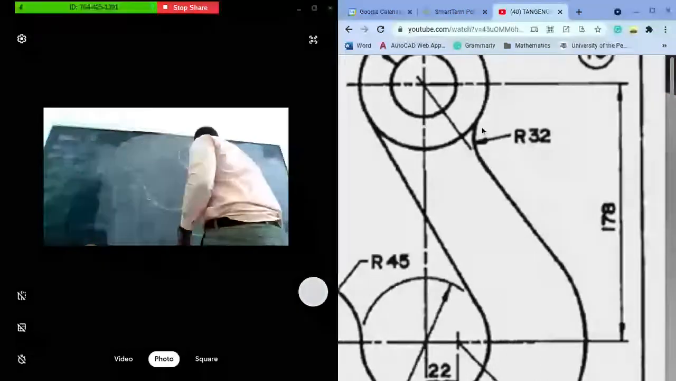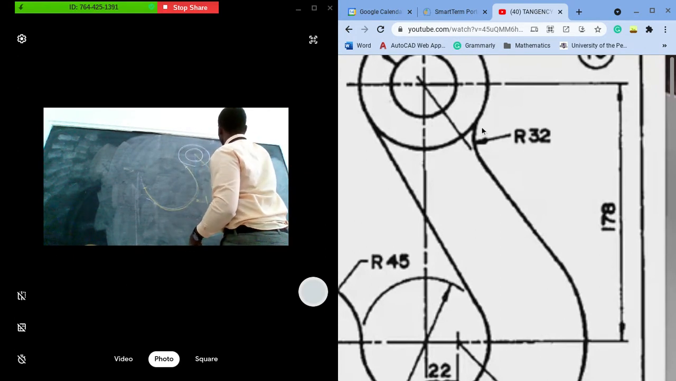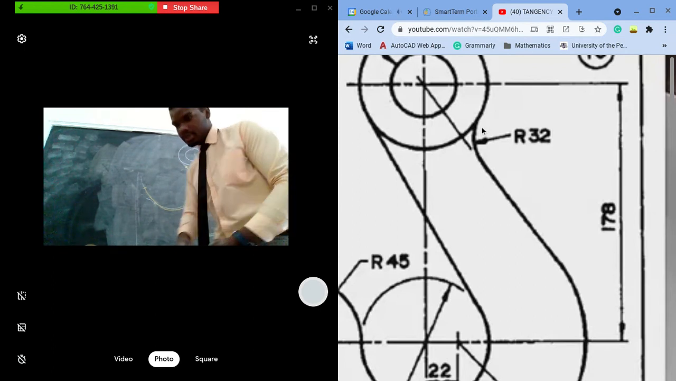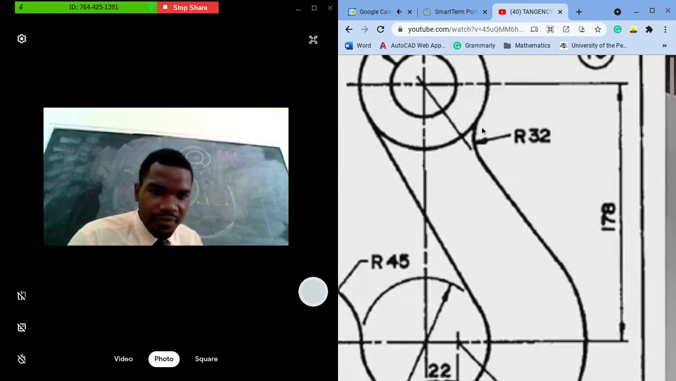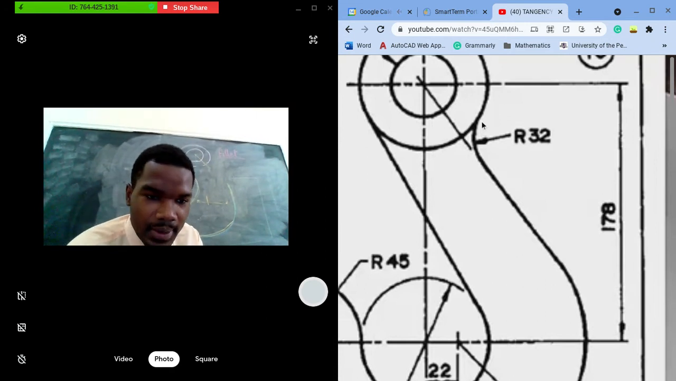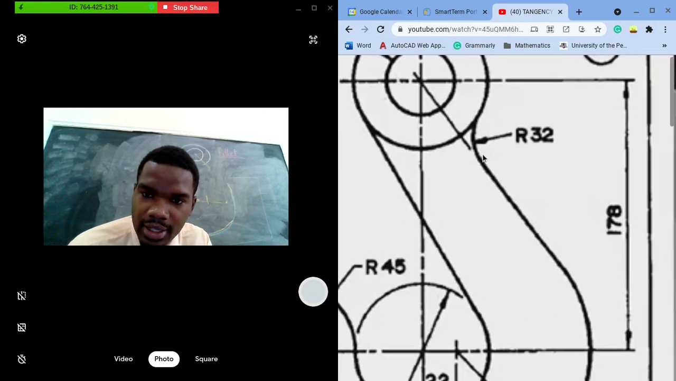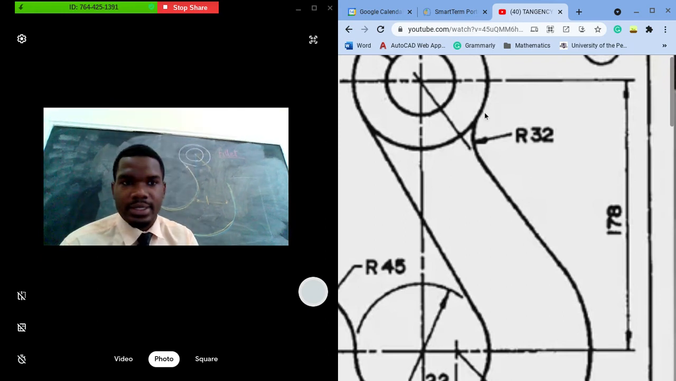Alright? And it is spelled F-I-L-L-E-T. Fillet. The word fillet is not a fish. It really means the curvature of a line. So if you realize this line was extended, but then we curved it to a radius of 32, or we filleted it to a radius of 32, that's what it means.